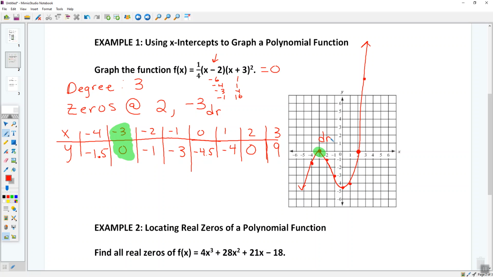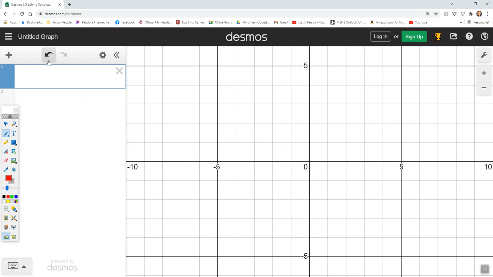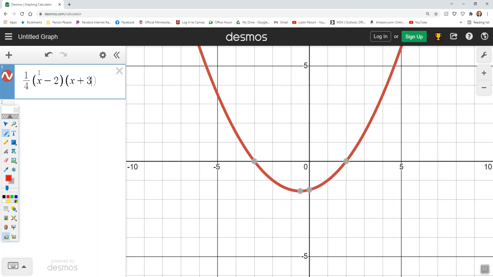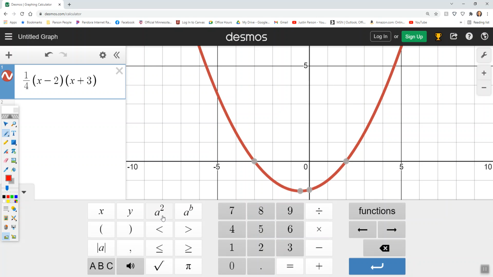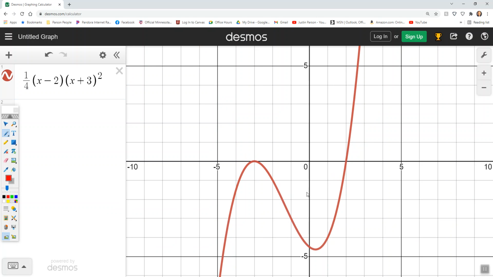Okay, let's see if our graph is correct. What do you say? I'm going to need help typing this into decimals. You talk me through this. I know it was 1/4, right? X minus 2 was the first quantity? And then I want to square that, right?